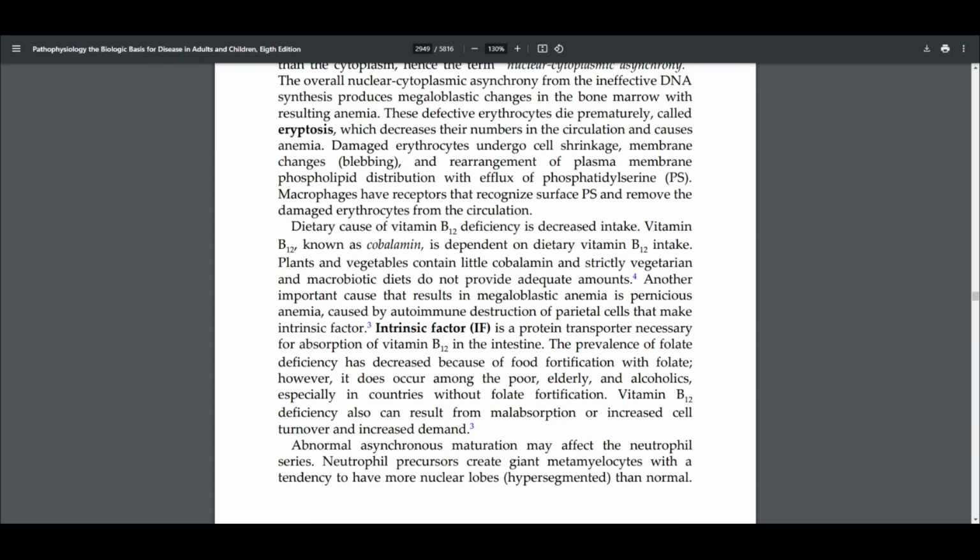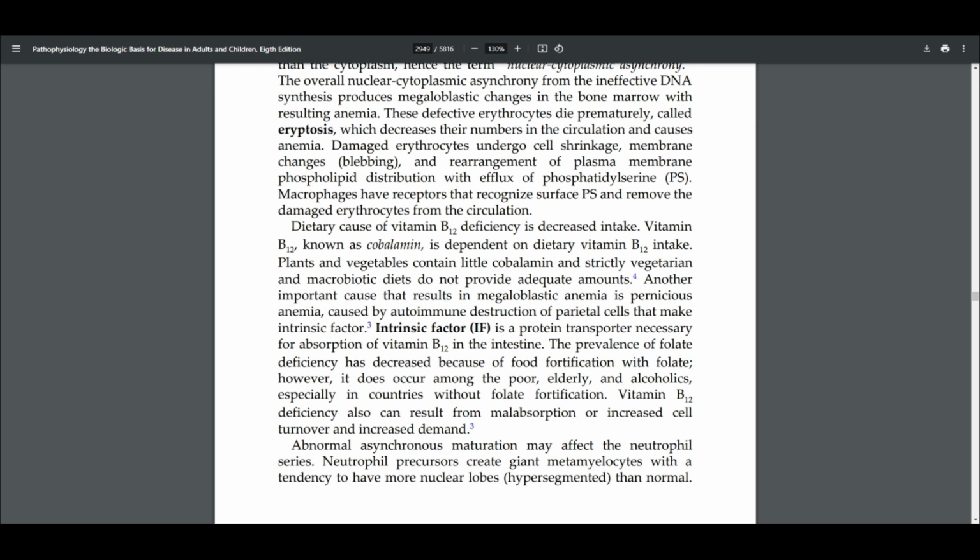Damaged erythrocytes undergo cell shrinkage, membrane changes, and rearrangement of plasma membrane phospholipid distribution with efflux of phosphatidylserine. Macrophages have receptors that recognize the surface of PS and remove the damaged erythrocytes from the circulation.